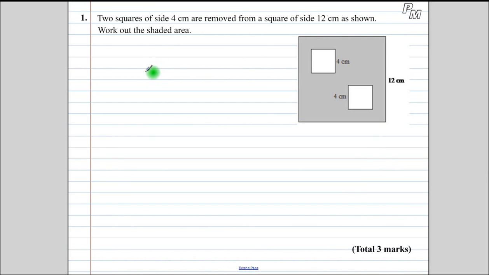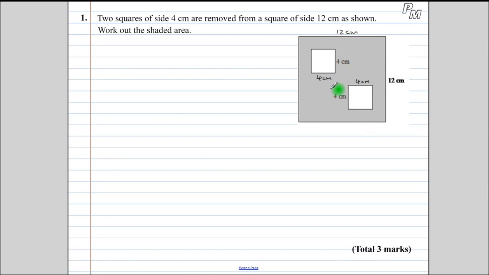Question 1. Two squares of side 4 cm are removed from a square of side 12 cm as shown. Work out the shaded area. Well, we've got a large square here and two smaller squares, so we can put 4 cm here, 4 cm here, and a 12 cm here. That might help us get a picture of what's going on.